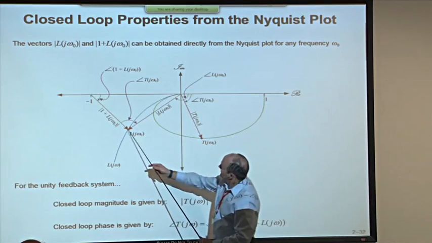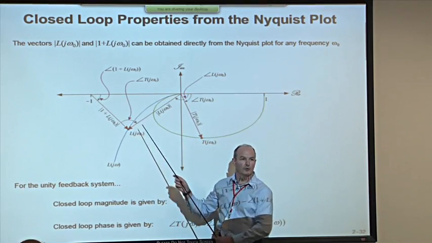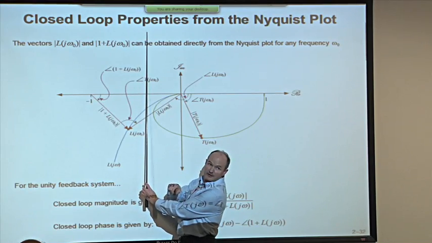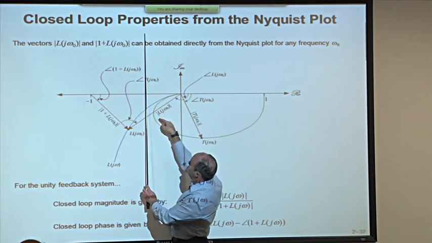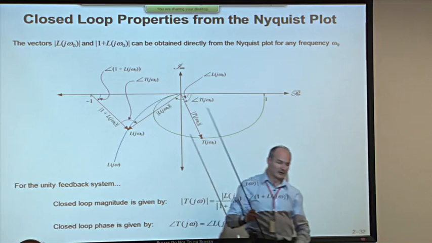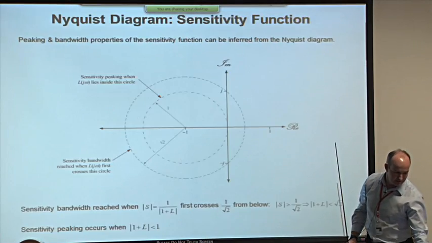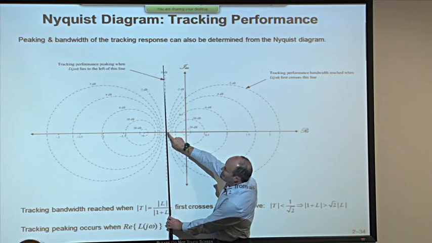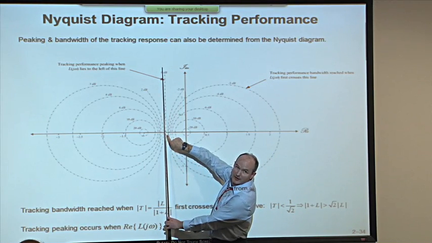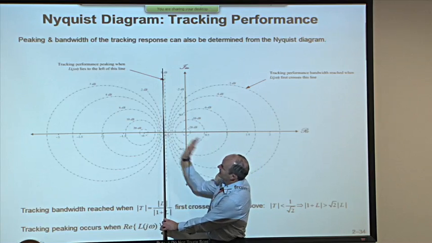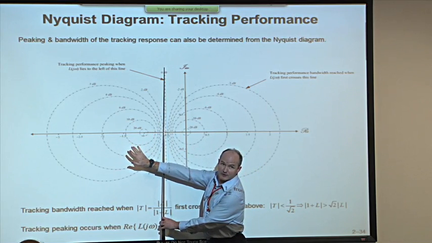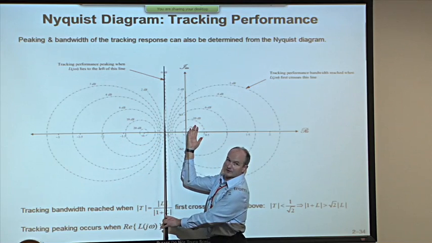Right, this vector length equals that vector length. And you'll find that all the points for which that's true are going to lie on the same vertical line, aren't they? Because you're going to get the same kind of triangle when those two vector lengths are equal. So the dividing line between peaking and not peaking is a vertical line through the point minus 0.5 on the negative real axis. Any time that the Nyquist curve lies to the left of that, peaking appears in the closed loop transfer function. Any time to the right, it's not peaking.